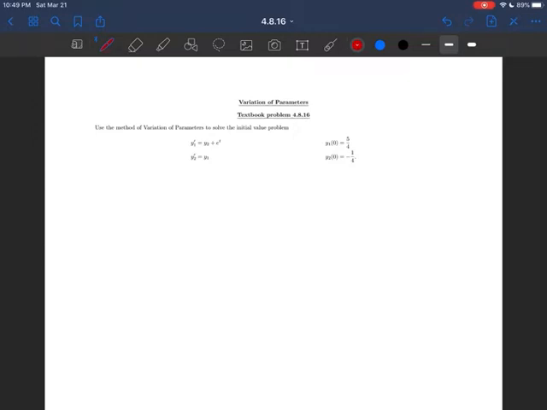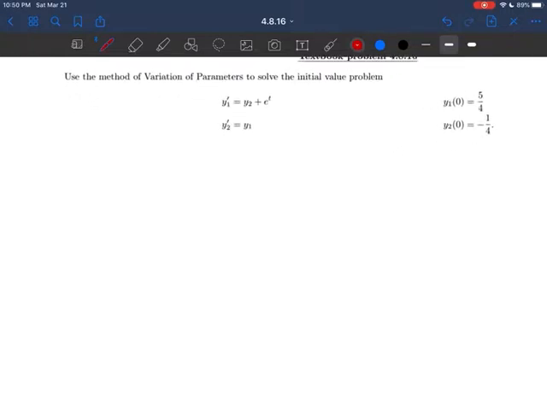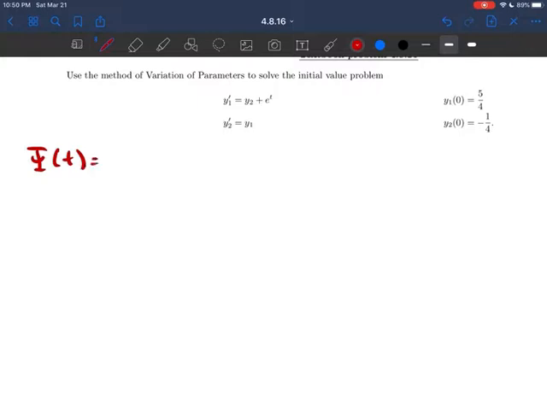So that's the problem again. So we're going to be working with this. So let's recall what our fundamental matrix is. C of t equals [[e^t, e^{-t}], [e^t, -e^{-t}]]. And our variation of parameters formula is a little bit cumbersome, but we've got to know how to use it.